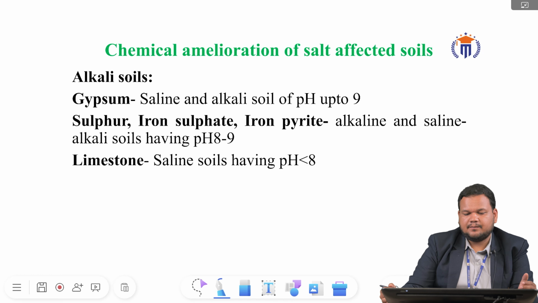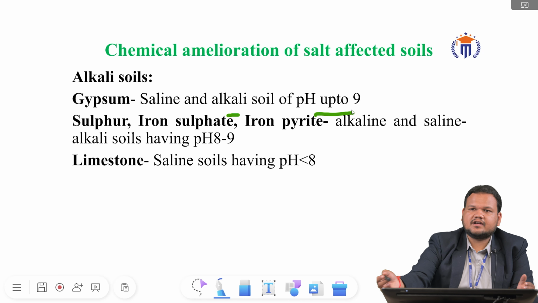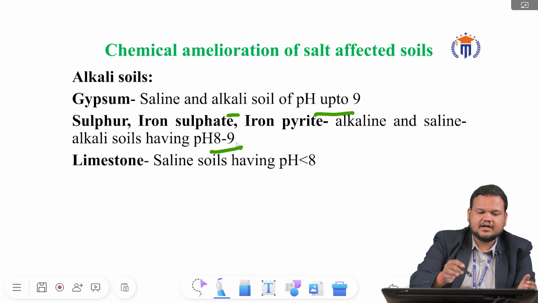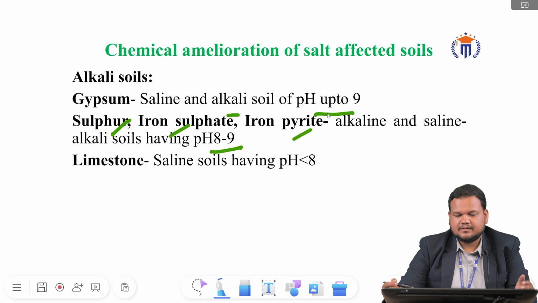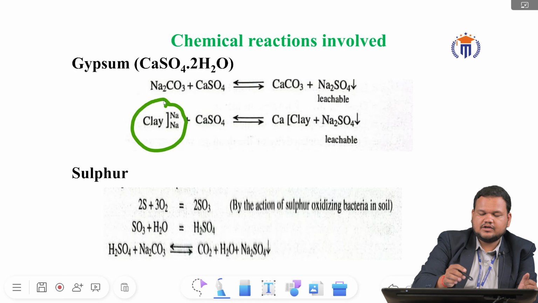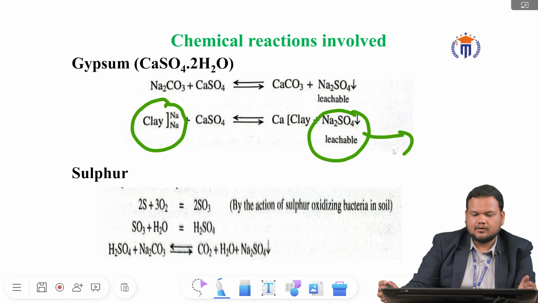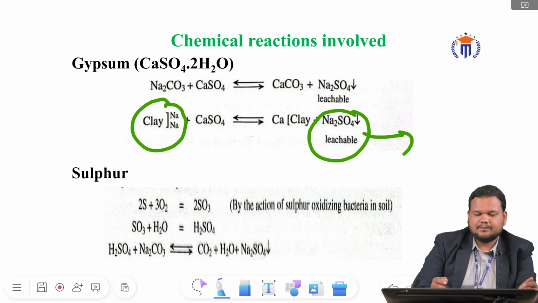So these are different amendments. Gypsum you can use in case of alkali soil until a pH of 9. If you are having a pH of around 8 to 9, we can use sulfur, iron sulfate and iron pyrite. Whereas limestone, we can use in soils having pH less than 8. So these are the reactions involved. As we already told, the clay particles occupied by your sodium are replaced by your calcium, and the sodium sulfate will be leached outside. What happens in case of elemental sulfur is that the sodium is removed from the colloid complex, and the sodium sulfate will be leached outside.